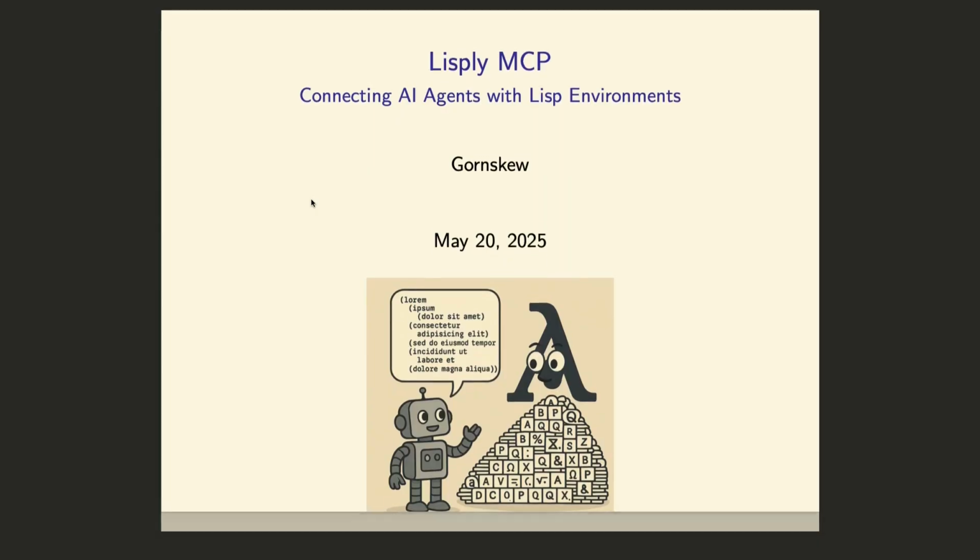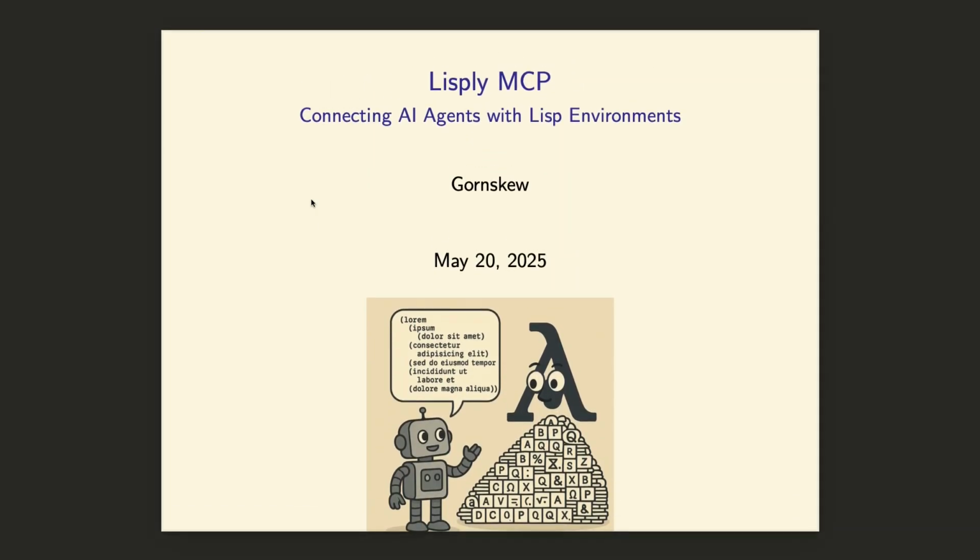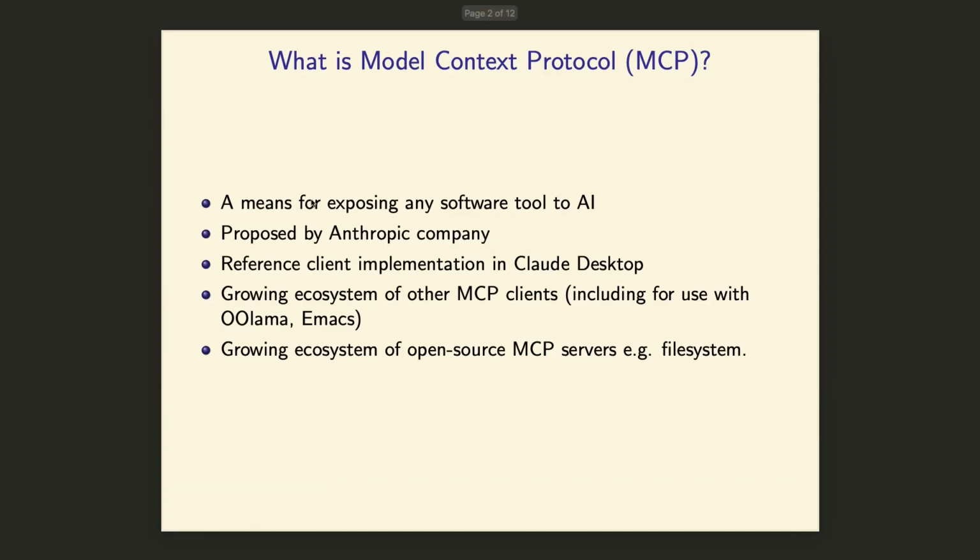So I've coined the project Lisply MCP. I think we know roughly what MCP is from the previous discussion, but I'll review. MCP is meant to be a means for exposing any software tool, whether it be an Excel spreadsheet, Microsoft Word, your file system, or your development environment, to the AI agent. Anthropic is the company that proposed this. It's an open standard; anyone can implement it, anyone can use it, and there are no licensing fees to use the protocol.